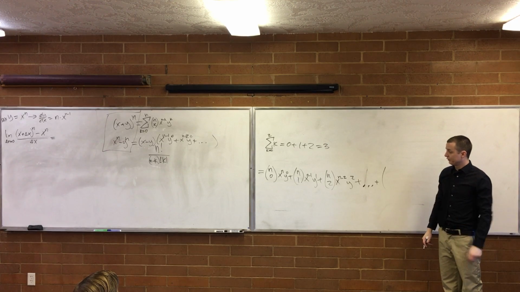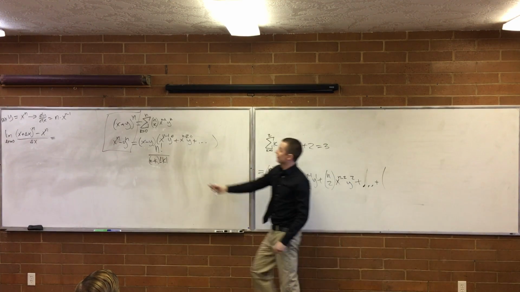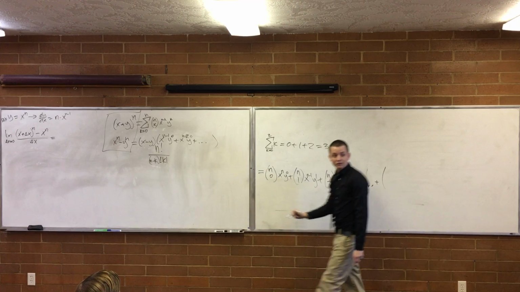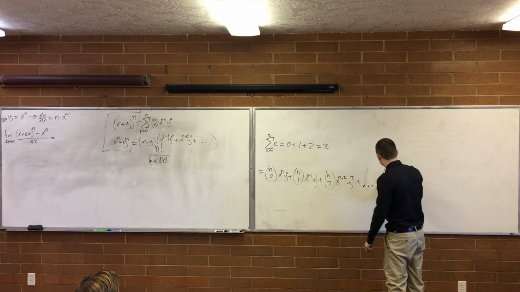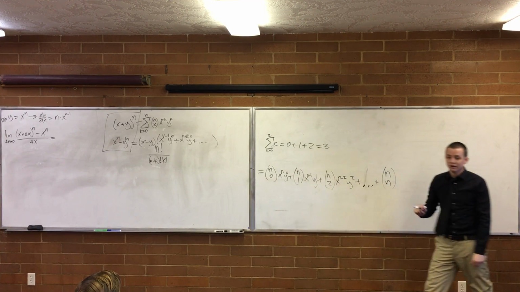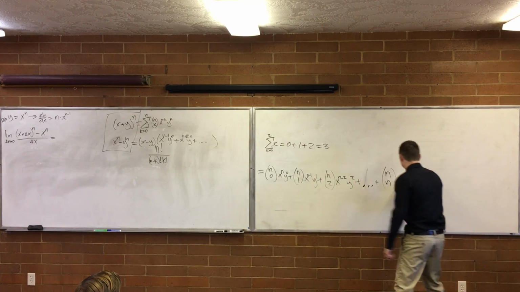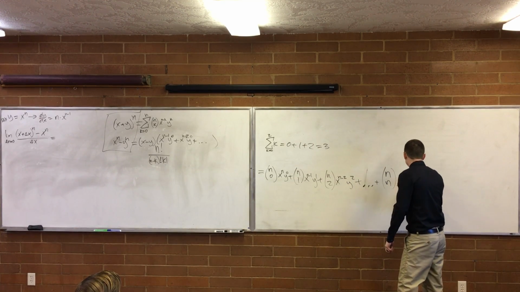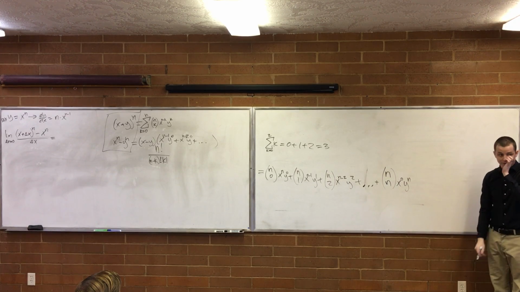Okay. Start out with your first term, your coefficient. What's that going to be? N choose n, of x to the 0, y to the n. That's the expansion of that thing.